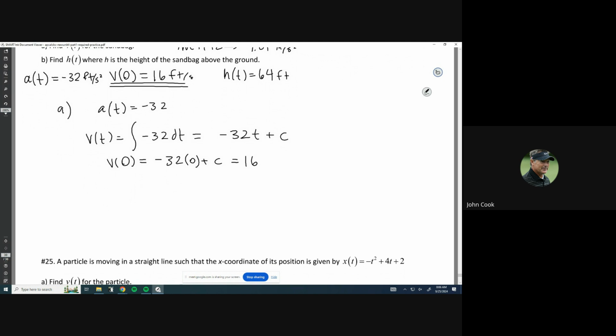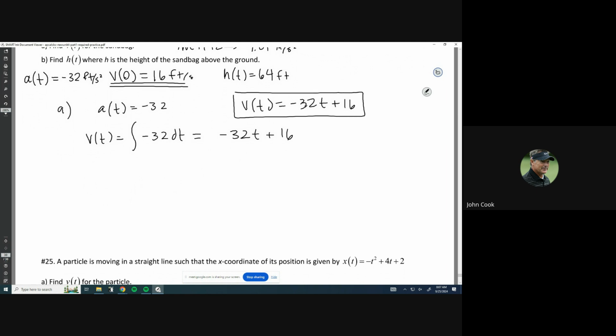As you can see, negative 32 times 0 is just going to be 0. So that means my c value is 16, and I can put a 16 in here now. That is the velocity in this particular case. Maybe I'd write it out a little more explicitly: v of t is equal to negative 32t plus 16. And that would be it for me. I'd just write it out like that and then circle it.